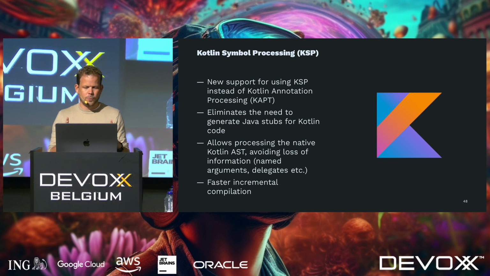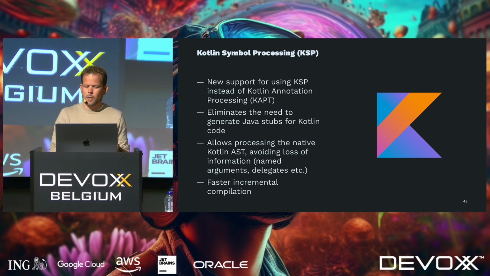So KSP is from Google. It's a project that has come out of Google, but I think it's a joint collaboration between the JetBrains folks and Google, and it's trying to build a replacement for KAPT that is Kotlin native. It has good sides and not so good sides. The good news is that it doesn't generate stubs. It is faster incrementally. And we can fix all these issues of not seeing the native syntax.